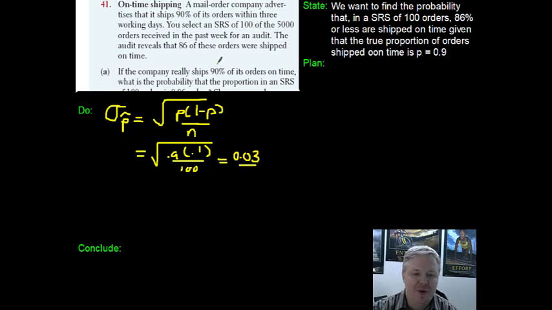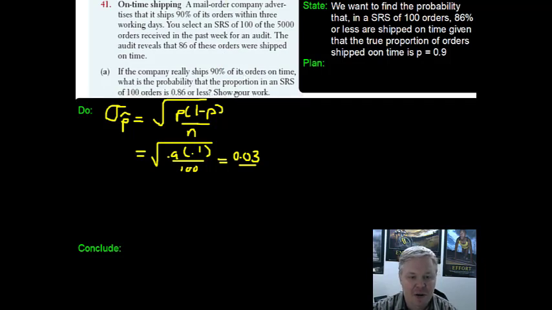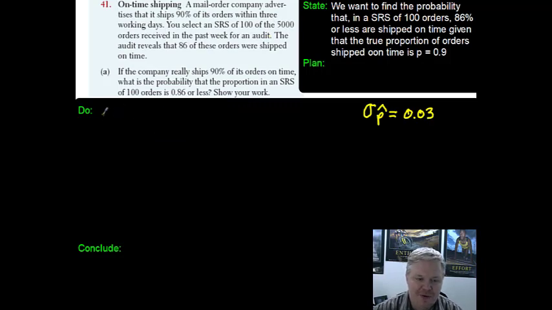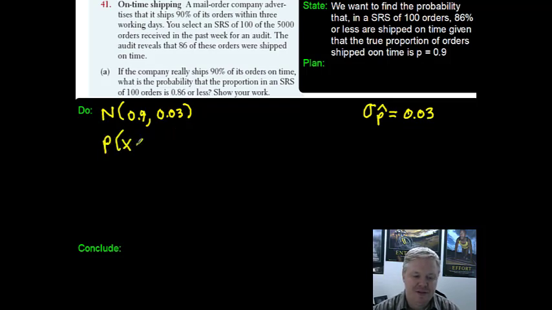Okay, so now we actually want to calculate our probability. So in order to calculate probability, let's go ahead and map that out. We know we have a normal condition because we did our large counts, which means it's approximately normal. We have a mean of 0.9, and so under a normal model, 0.9 with the standard deviation of 0.03.